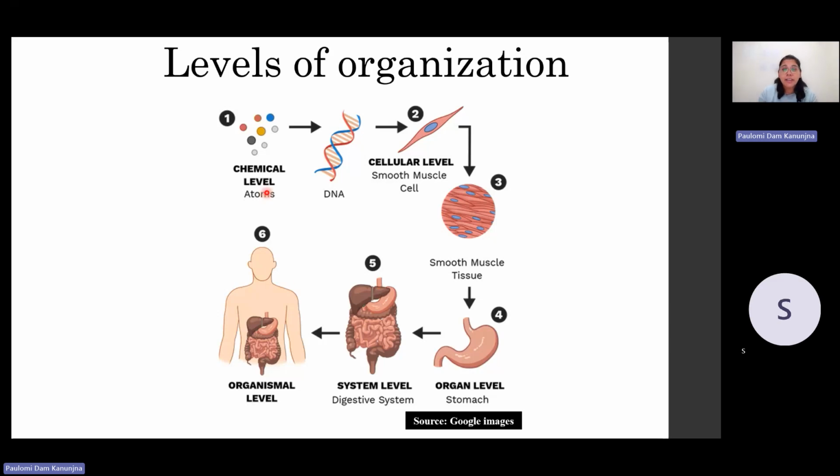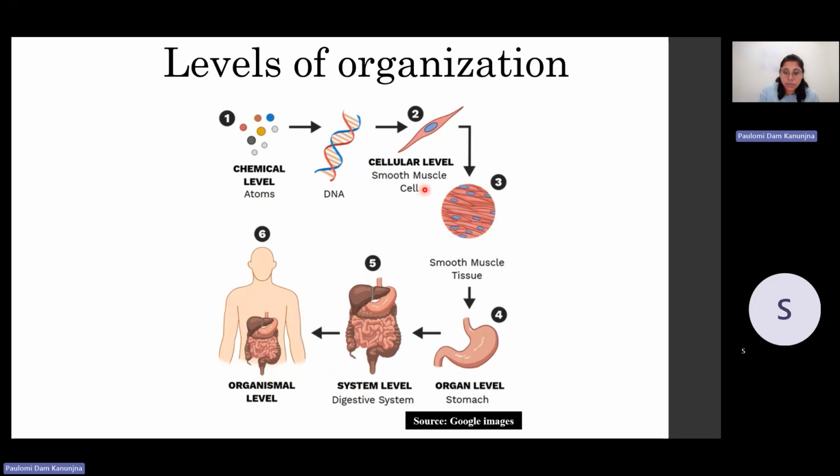Your chemical level has atoms which come together to form DNA. These DNA form up together to make a cell. Those cells can be different types of cells, but those different types of cells come together to form your tissue. The tissues form organs. Different organs coming together form your systems, and these systems together form your organism as a whole.